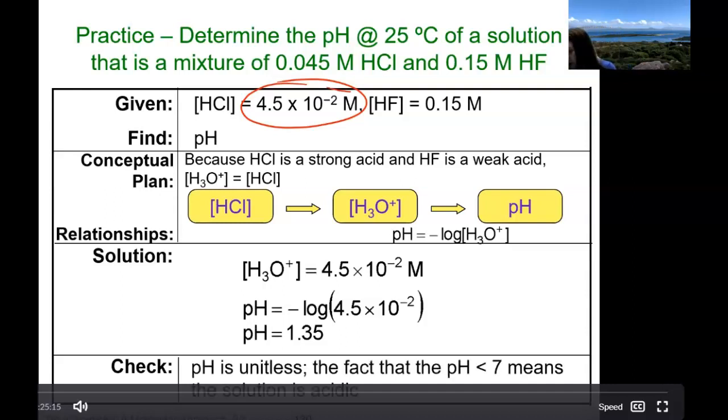So if you have a mixture of a strong acid and a weak acid, you can ignore the weak acid. You just have to do the strong acid. Now, there are sometimes when we can't do this with mixtures, but those are usually polyprotic or diprotic acids. We'll talk about those towards the end.